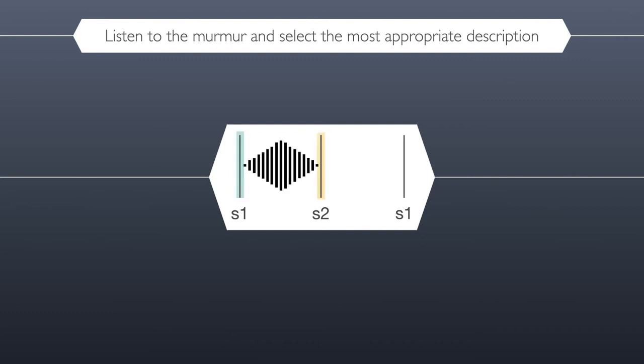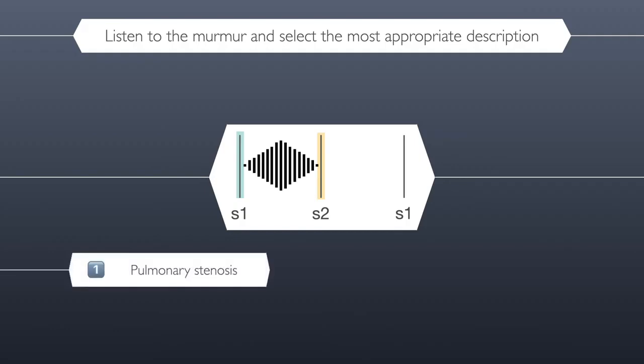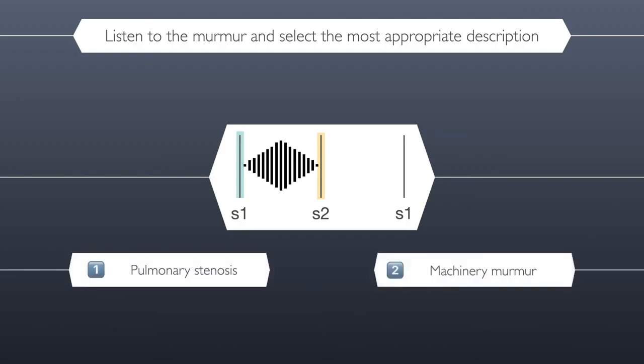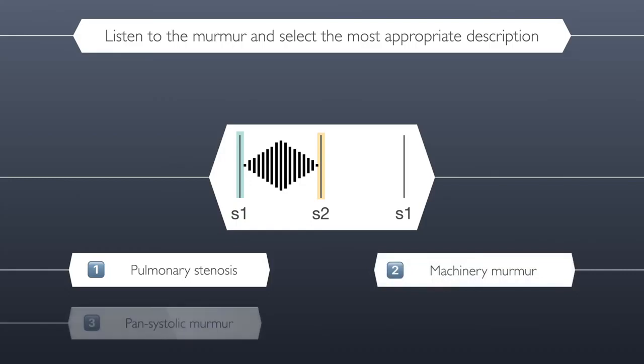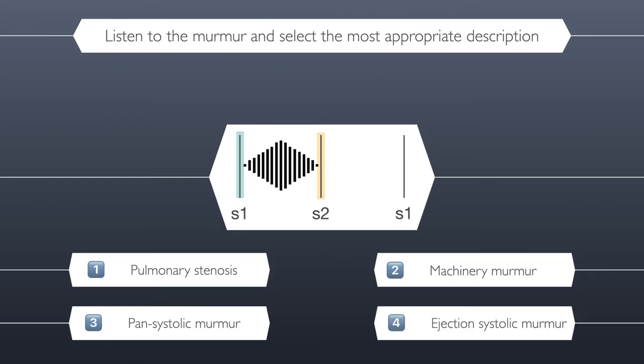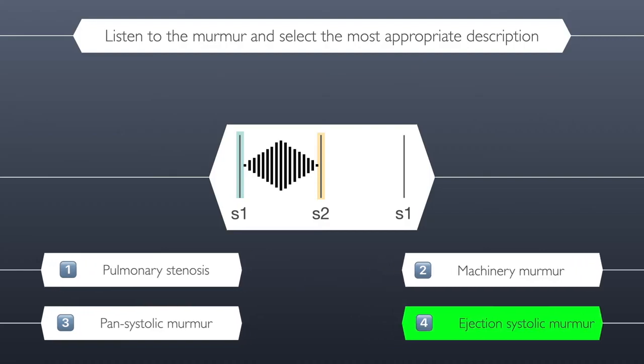Okay, so here are your 4 possible answers. Remember that only one of these is correct. Is the correct answer pulmonary stenosis, machinery murmur, pansystolic murmur, or ejection systolic murmur? Remember, you are selecting the most appropriate description. And the correct answer is ejection systolic murmur.